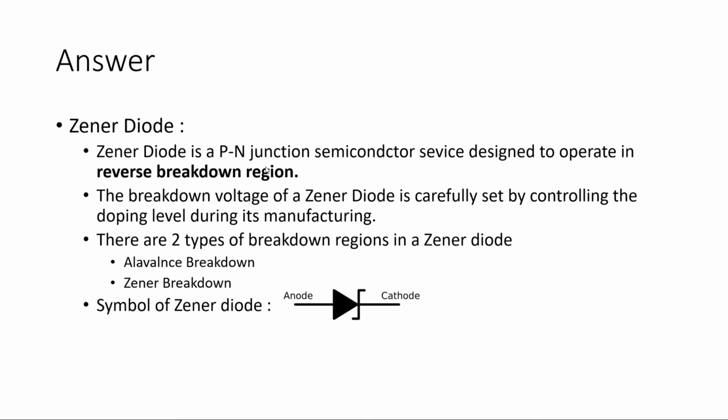Friends, do not go for quantity in the answer, go for quality. So try to remember most of the keywords and then frame the sentences. The breakdown voltage of a Zener diode is carefully set by controlling the doping level during its manufacturing. Now this is also an important point.